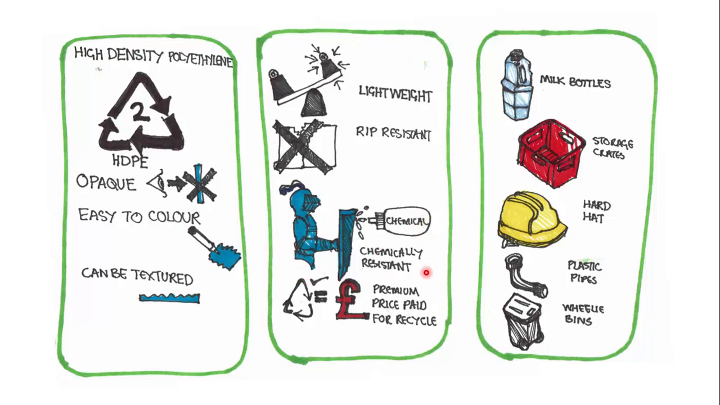It has chemical resistance, and its recycling costs are quite high, so you can make quite a lot of money from recycling it. Companies pay quite a high premium for the recycled material. It can be used to make the following types of products: milk bottles, storage crates, hard hats for building sites, plastic pipes, wheelie bins.